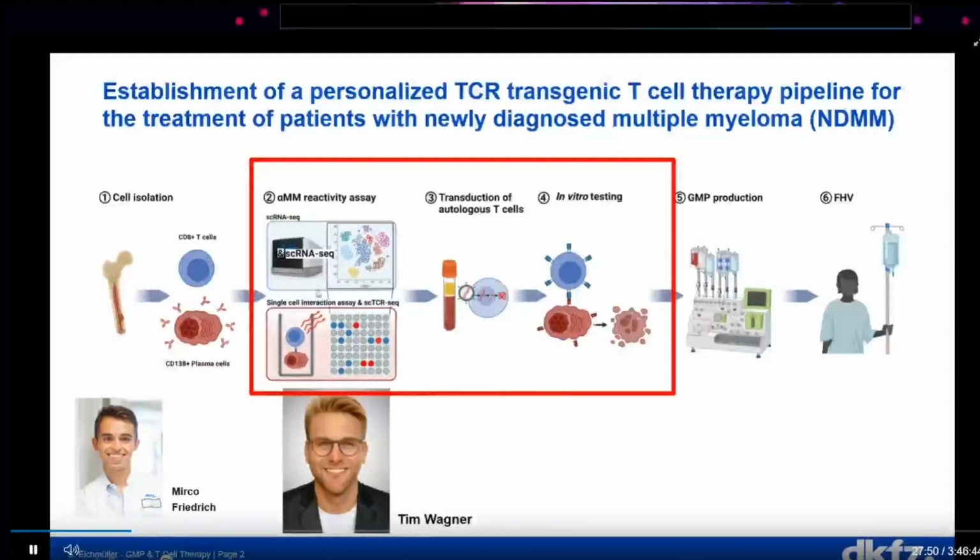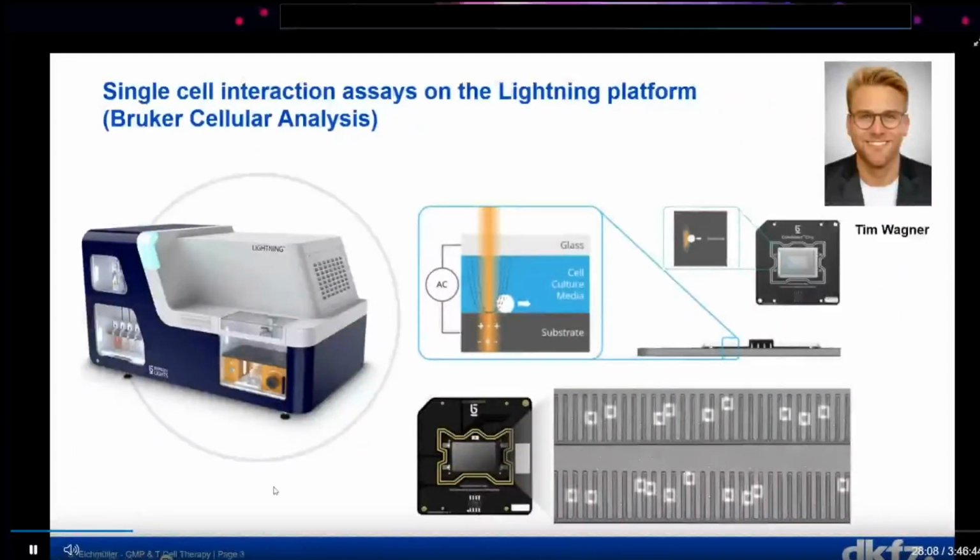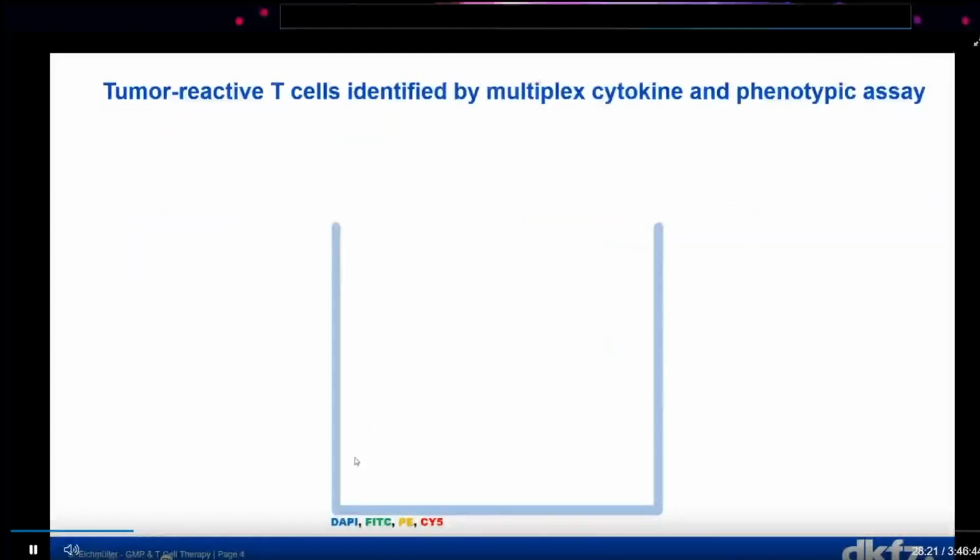The important part of this is the single cell interaction on the Lightning platform. We are using the Lightning platform and also single cell sequencing directly from the bone marrow, which I will come to later. What we did was use the Lightning platform for interaction assays and recovery of the individual T cells. This was already introduced in the previous talk.